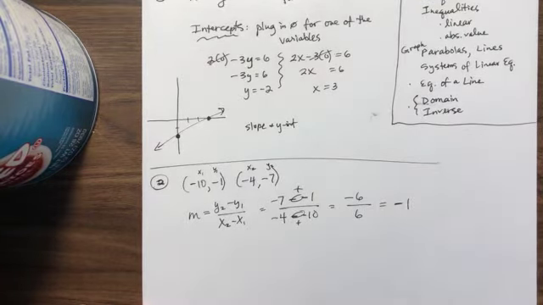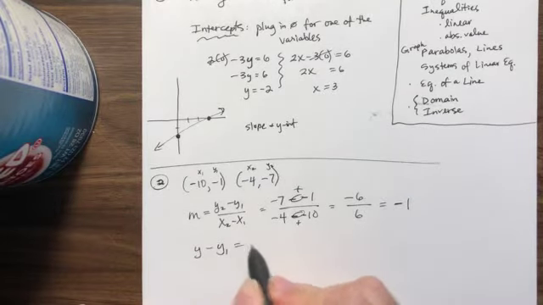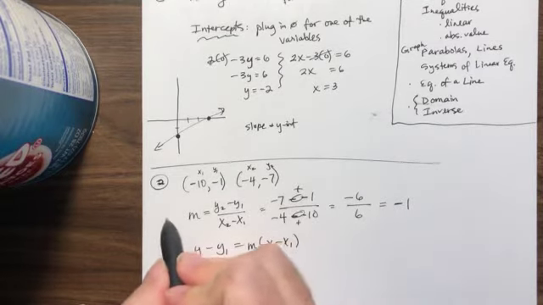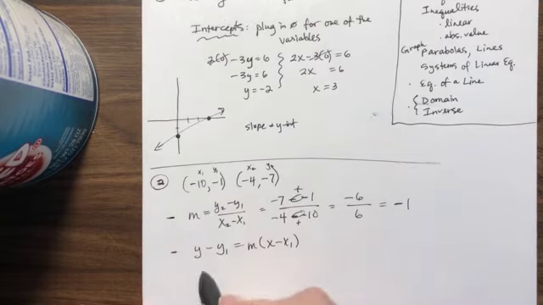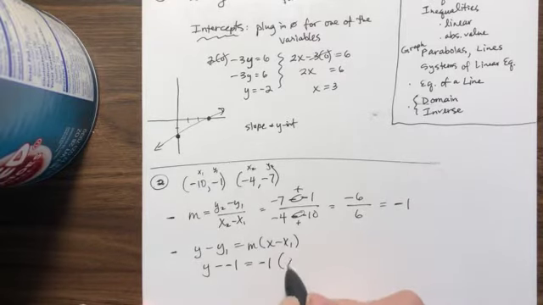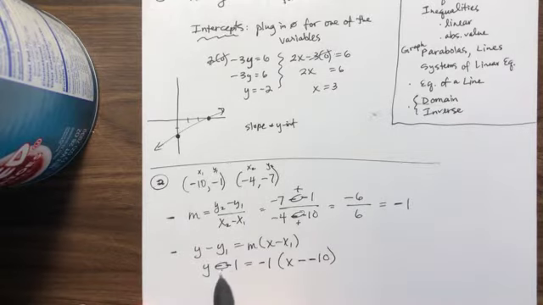That's the slope. Then we're going to use the point slope form, which is y minus y1 equal to m times x minus x1, right? So we're going to plug in y1, which is negative 1, plug in our slope, which is negative 1, and then plug in our x1, which is negative 10. And again, minuses are plus, minuses are plus. So this is really y plus 1 equal to negative 1 times x plus 10.